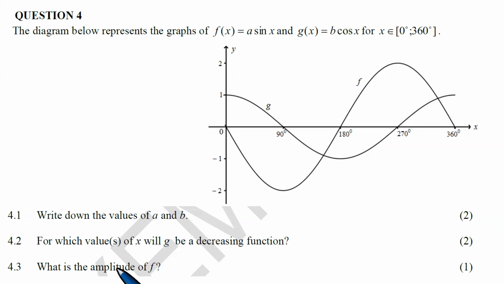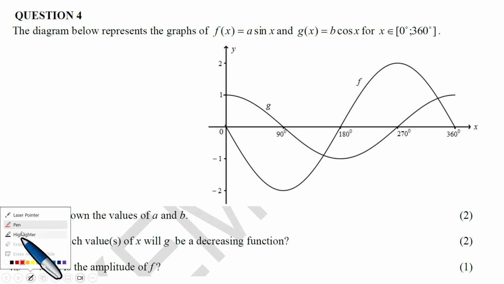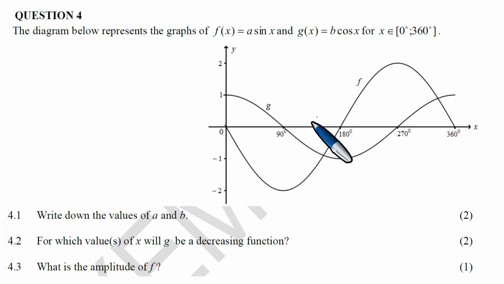Now, here are graphs in particular. There are two graphs, F and G. The diagram below represents the graphs of f of x equals a sine x and g of x equals b cosine x for x between 0 degrees and 360 degrees. Write down the values of a and b.